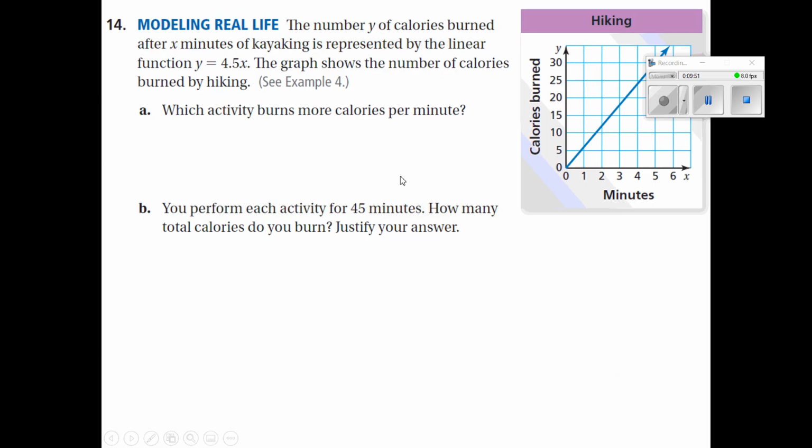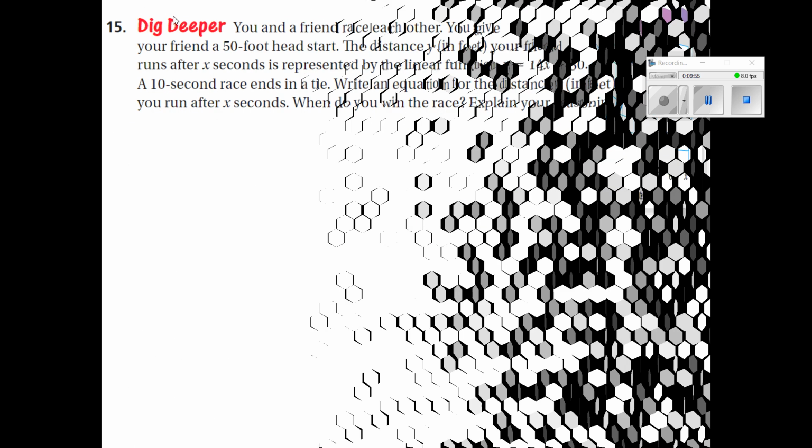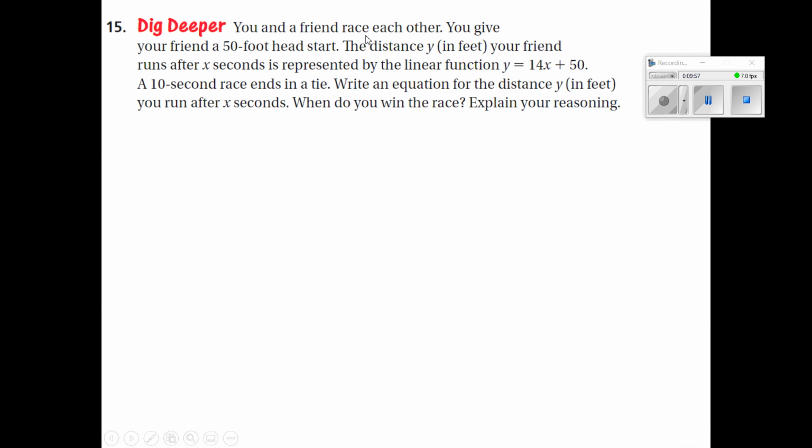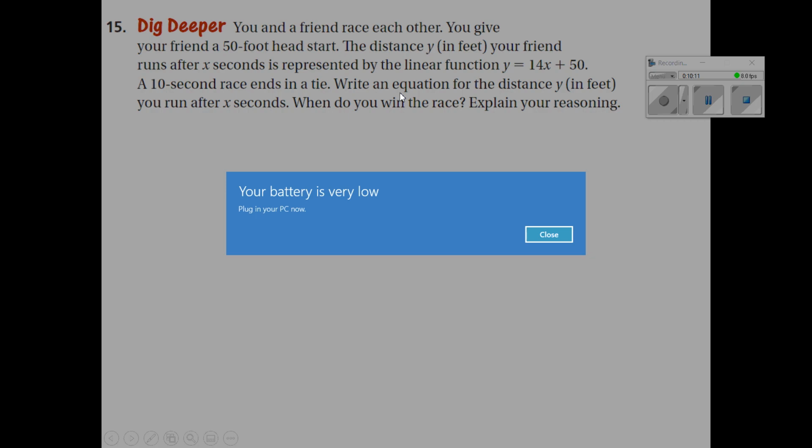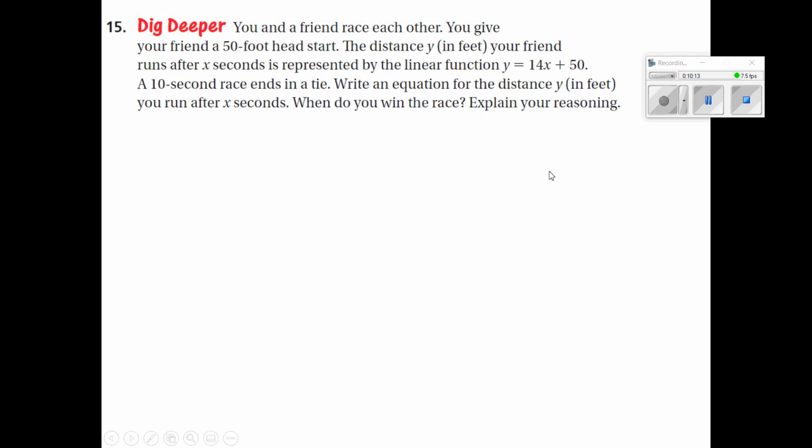14 is yours to do. 15 indicates that you dig deeper. You and your friend race each other. You give your friend a 50-foot head start. The distance y in feet your friend runs after x seconds is represented by the linear function y equals 14x plus 50. A 10-second race ends in a tie. Write an equation for the distance y in feet you run after x seconds. When do you win the race?